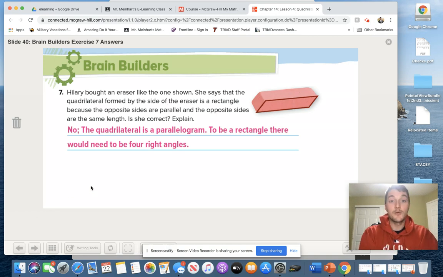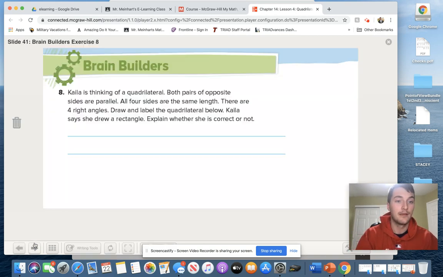All right. So no, the quadrilateral is a parallelogram. To be a rectangle, there would need to be 4 right angles. So it's a parallelogram because all 4 sides are parallel, right? Yes, a rectangle classifies into that, but a rectangle has to have 4 right angles. This one does not have 4 right angles. It doesn't even have 1 right angle. This one is greater than a right angle. That and that are less than. There we go. All right.